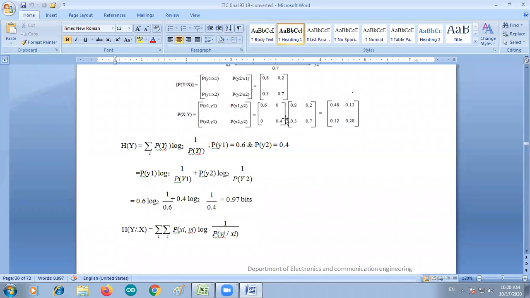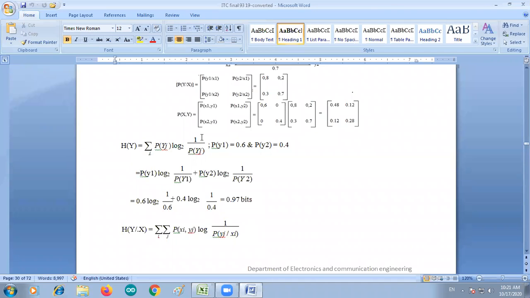So what is P of x comma y? P of x comma y is the joint probability that is equal to P of x in the diagonal form multiplied with the channel matrix. This is the diagonal form, 0.6, 0, 0, 0.4, multiplied with the channel matrix. The channel matrix is 0.8, 0.2, 0.3, 0.7. Then you can multiply to get 0.48, 0.12, 0.12, 0.28.